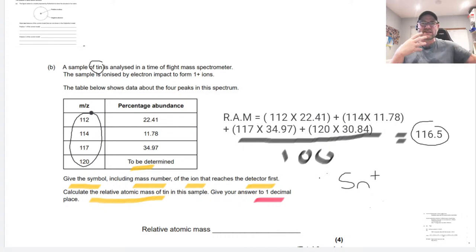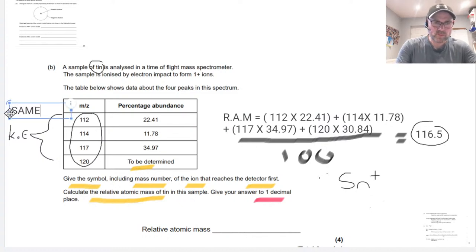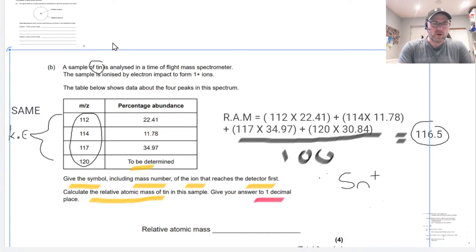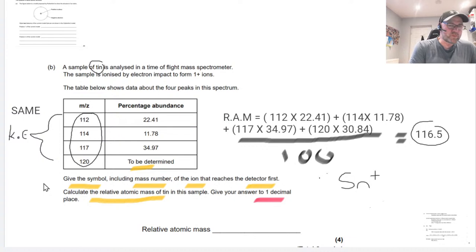Do you remember I talked about they all get the same kinetic energy, but they have different velocities? So if you think that kinetic energy is half mass velocity squared, but they've all got the same kinetic energy, which one has the biggest velocity? I don't think it'll be 114. Remember, the m/z is basically the mass. They told us they're plus one, so it's the mass over one. No, not that; that will give the biggest current and the biggest spike on the graph.